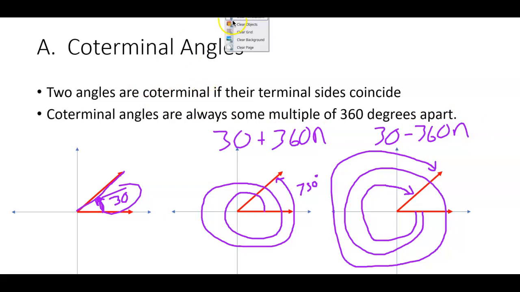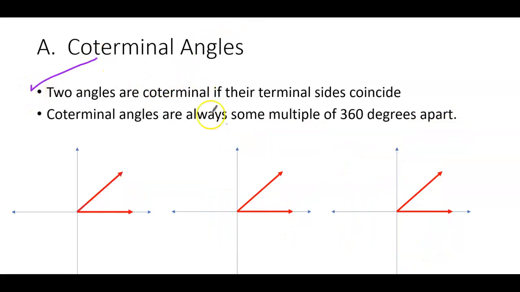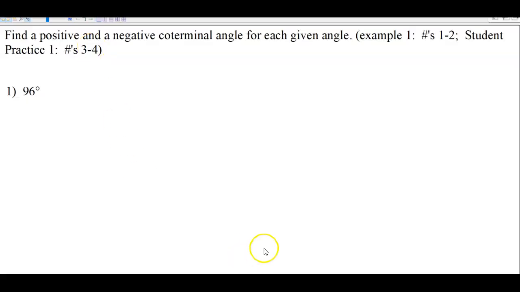Okay, so that is what a coterminal angle is, and also the relationship of each angle with those that are coterminal with it. They're always 360 degrees or some multiple of that apart. All right, so let's go ahead and move on here. Let's go ahead and begin example 1.